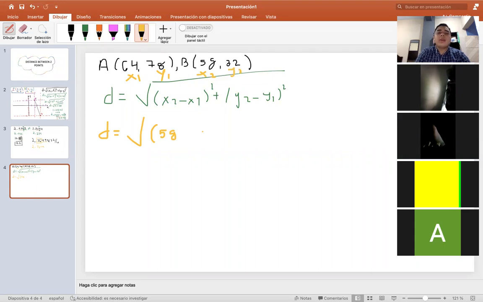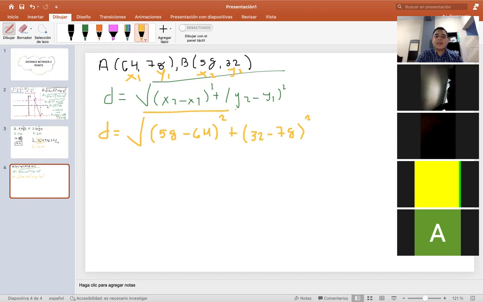Okay, which one is x1? 64. Yes, and all this elevated at square plus, which one is y2? 32. Yes, minus, which one is y1? 78. Yes, and all this elevated at square.